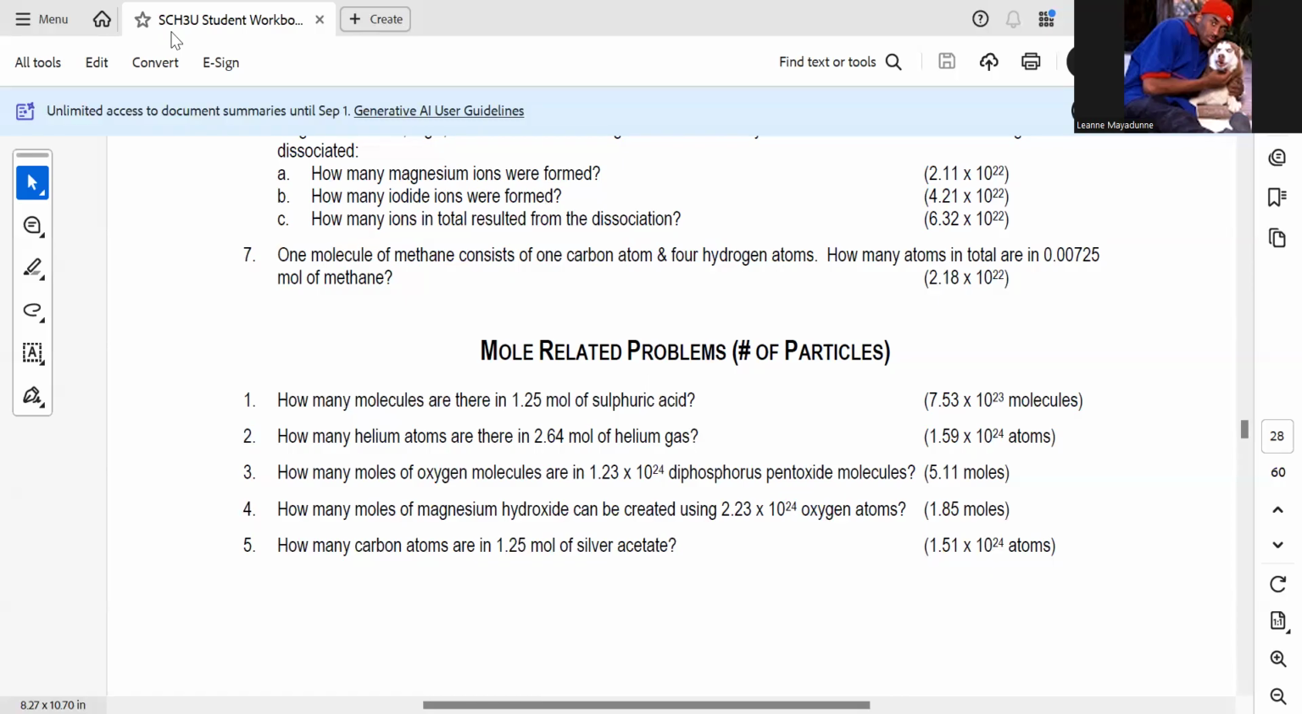Again, the focus here for you is to solve the problem, but you have not written it in detail. That's okay for now. I'll rewrite. How many atoms in 0.0725 moles of methane? So you have converted.